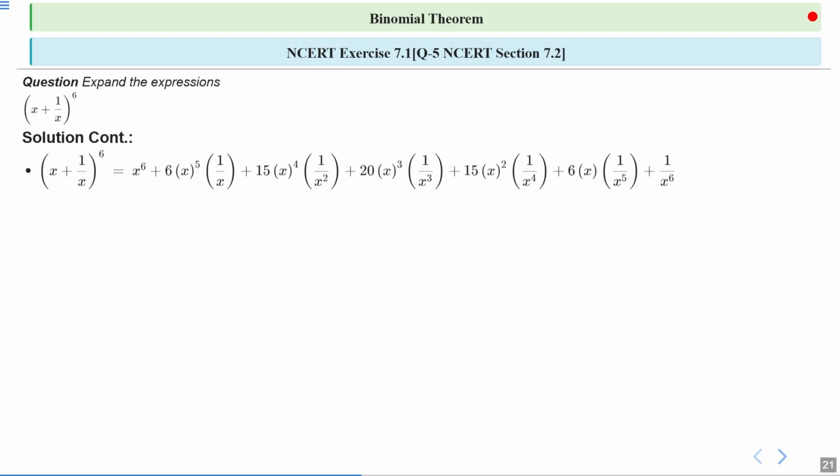(x plus 1 by x) raised to the power 6 is x to the power 6 plus 6 times x to the power 5 times 1 by x plus 15 times x to the power 4 times 1 by x square plus 20 times x cube into 1 by x cube plus 15 times x square times 1 by x to the power 4 plus 6 times x into 1 by x to the power 5 plus 1 by x to the power 6.